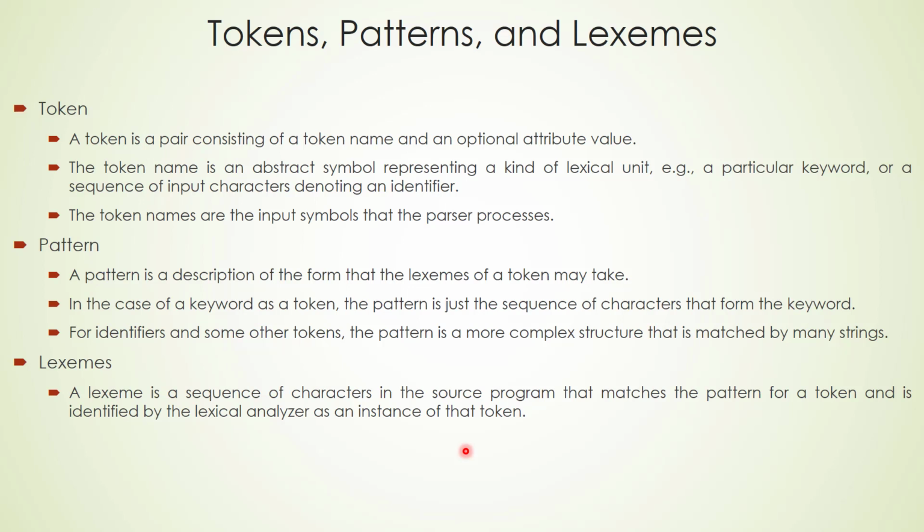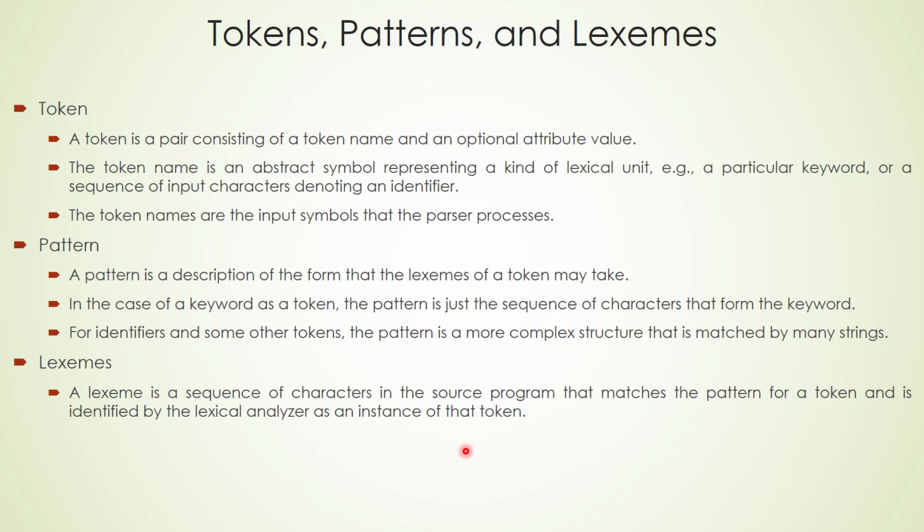The token name is an abstract symbol representing a kind of lexical unit, for example, a particular keyword or a sequence of input characters denoting an identifier. The token names are the input symbols that the parser processes. The token names are given to the syntax analyzer or parser.